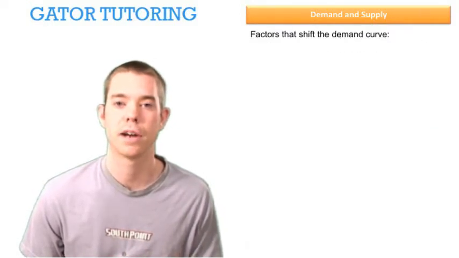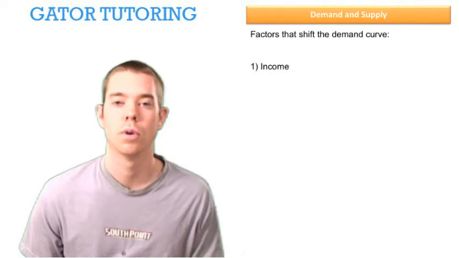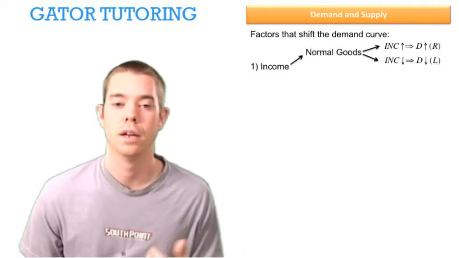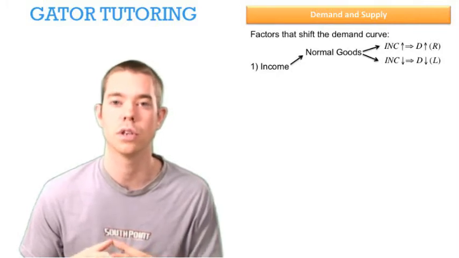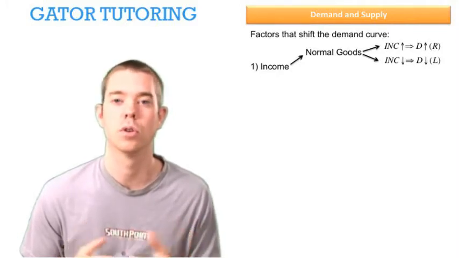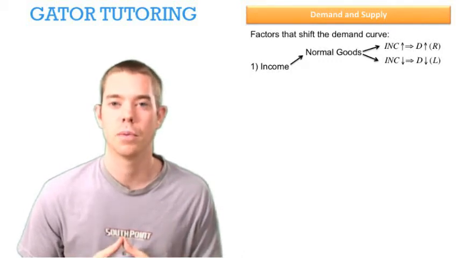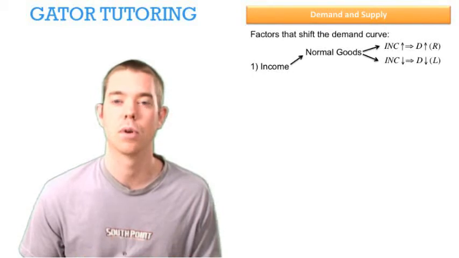So let's talk about some factors that shift the demand curve. Well, we just talked about income. As income increases for a normal good, demand increases or shifts right. So what's a normal good? A normal good is something like a vehicle or a TV, something that we think we would like more of, and as our income increases, we would buy more of them.